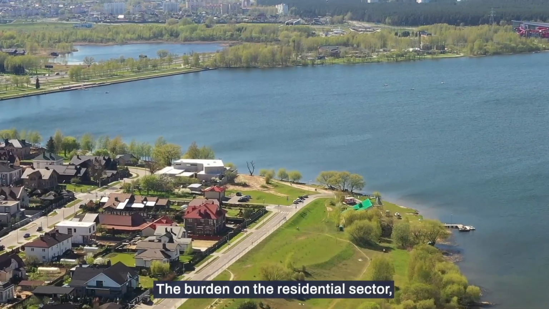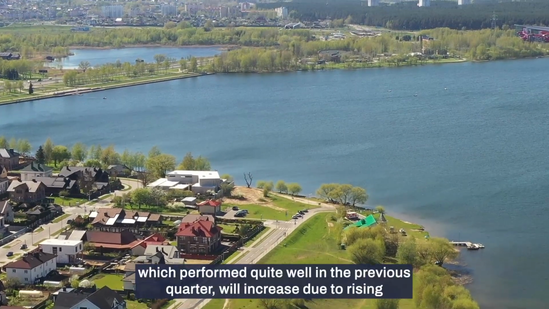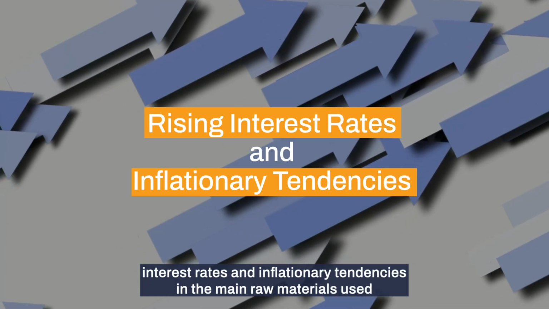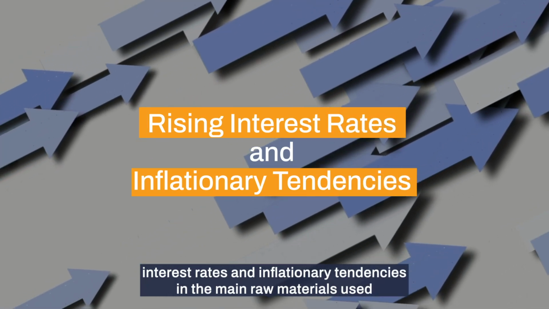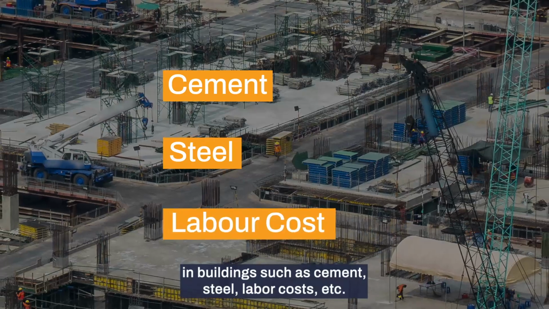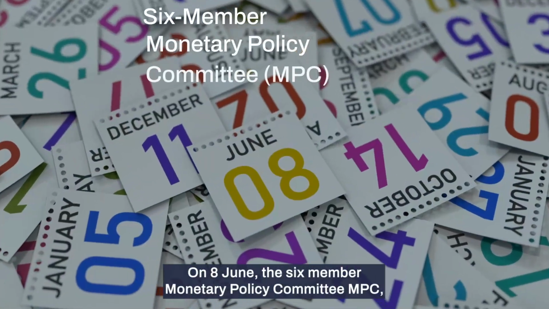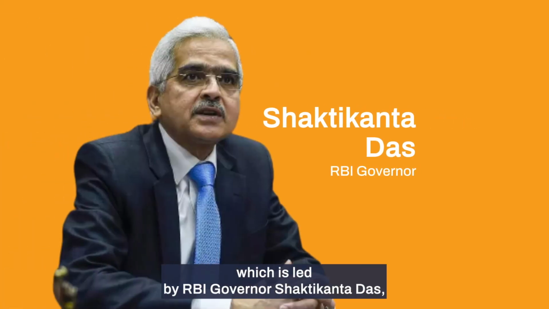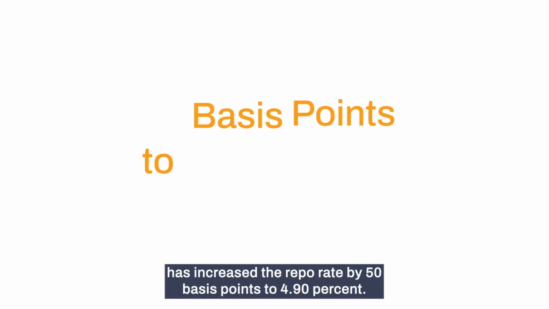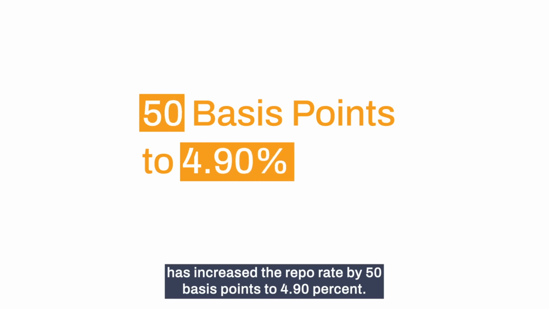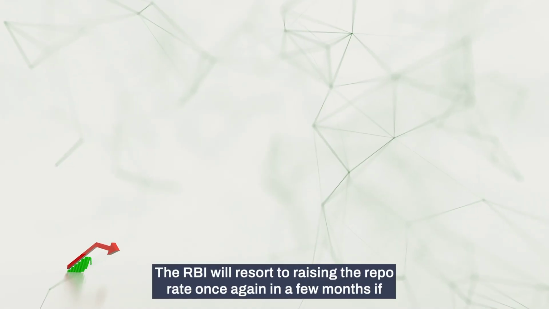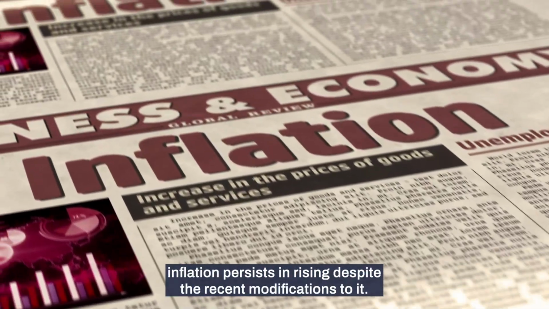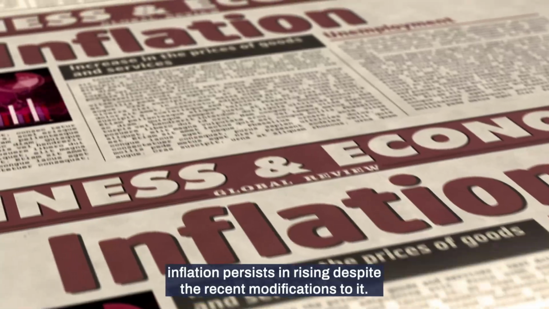The burden on the residential sector, which performed quite well in the previous quarter, will increase due to rising interest rates and inflationary tendencies in the main raw materials used in building, such as cement, steel, labor costs, etc. On 8th June, the 6-member Monetary Policy Committee, MPC, which is led by RBI Governor Shaktikanta Das, has increased the repo rate by 50 basis points to 4.90%. The RBI will resort to raising the repo rate once again in a few months if inflation persists in rising despite the recent modifications to it.